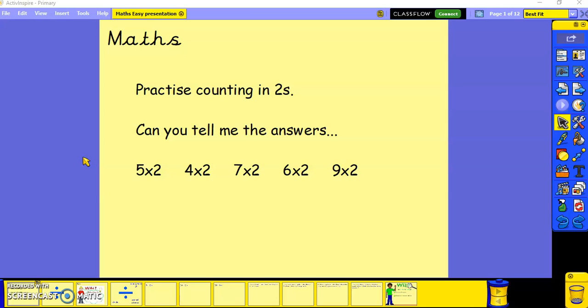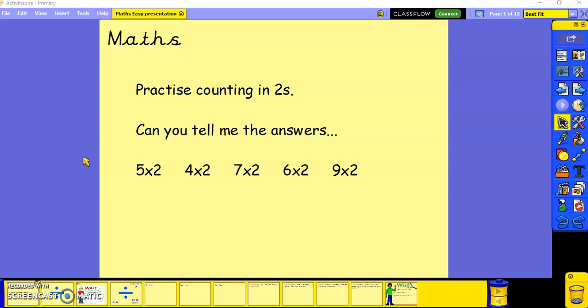So as our warm-up, can you practice counting in twos for me? So pause the video while you have a go. Right, now can you tell me the answers to these questions? And they're all counting in twos. We'll do the first one together, and then I'll ask you to do the last four.